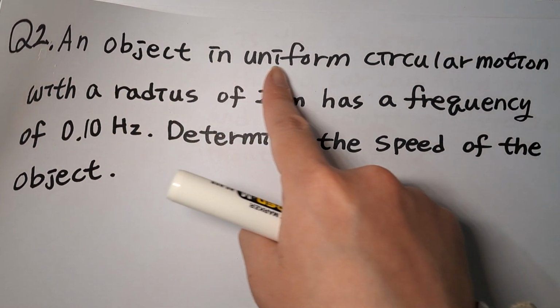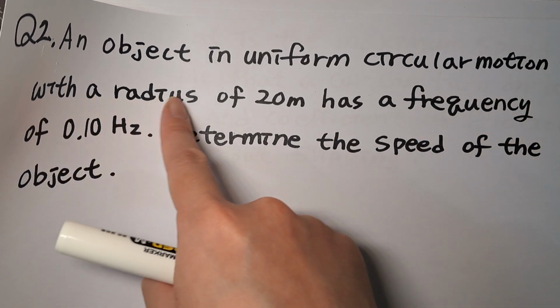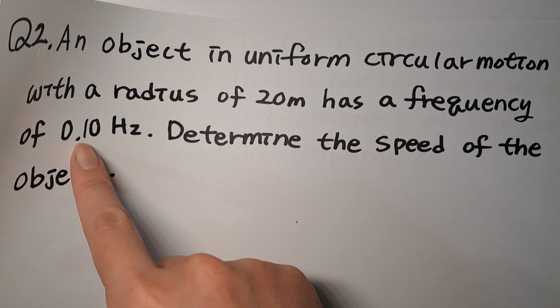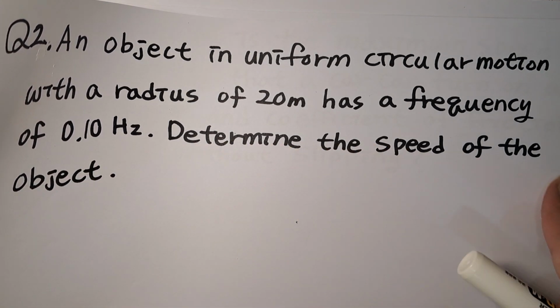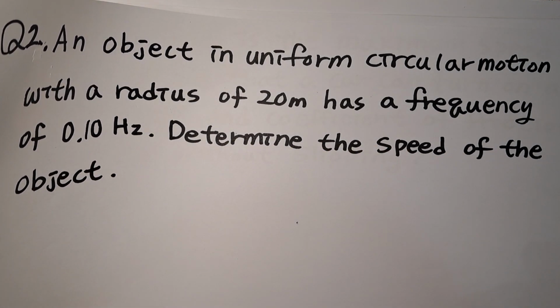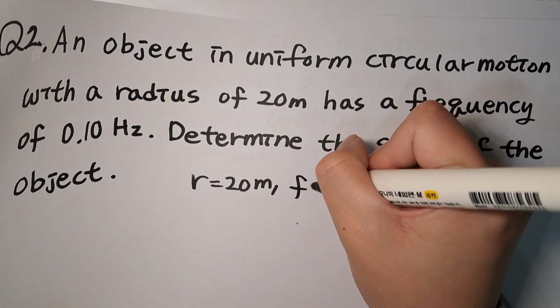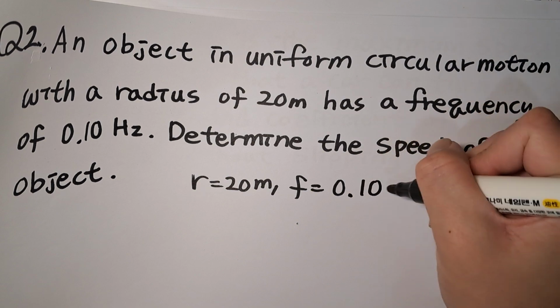An object in uniform circular motion with a radius of 20 meters has a frequency of 0.10 Hz. Determine the speed of the object. So the radius is going to be 20 meters and the frequency is going to be 0.10 Hz.